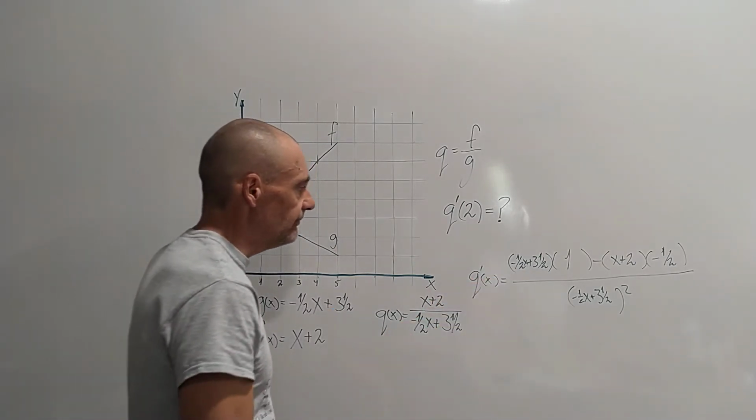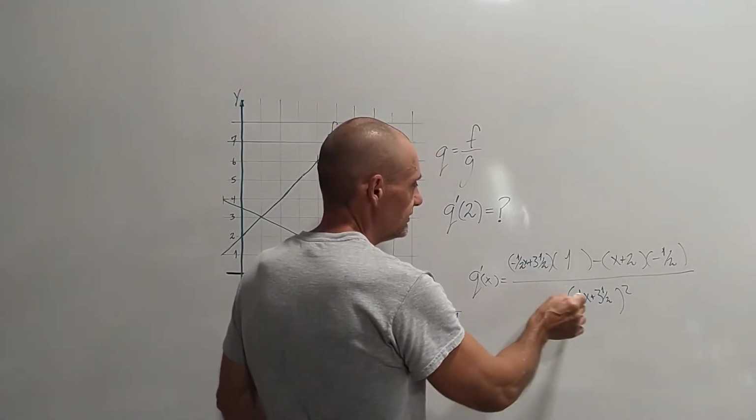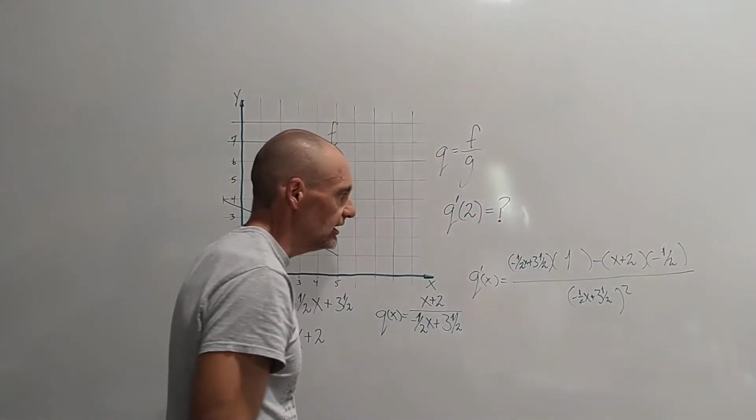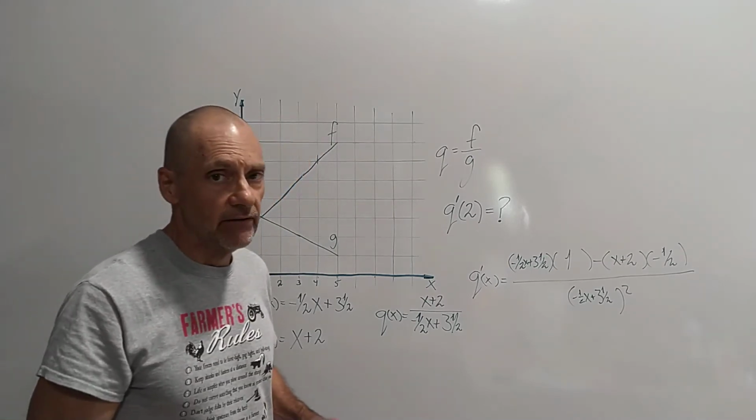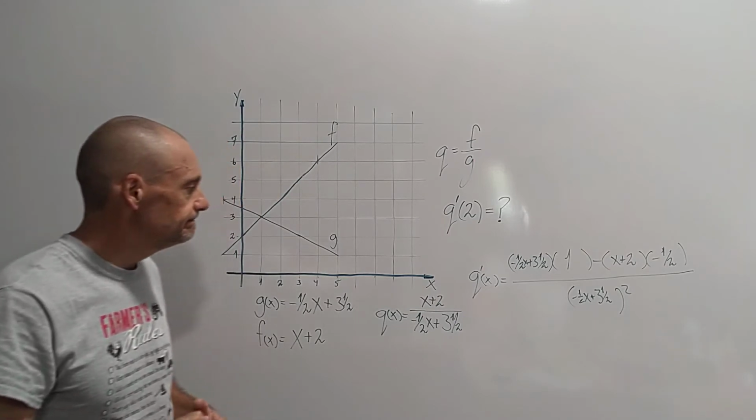So we want q prime of 2. We can use a calculator. We can just plug 2 in here for x, and then we can get q prime of 2. So this is how I go about this.